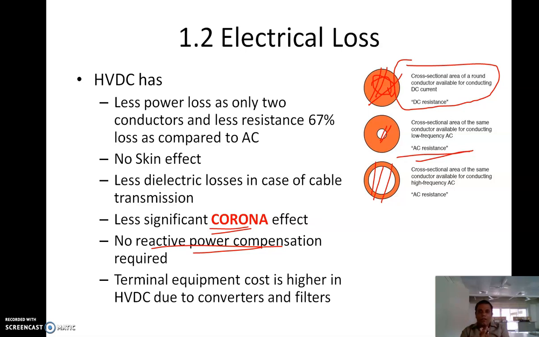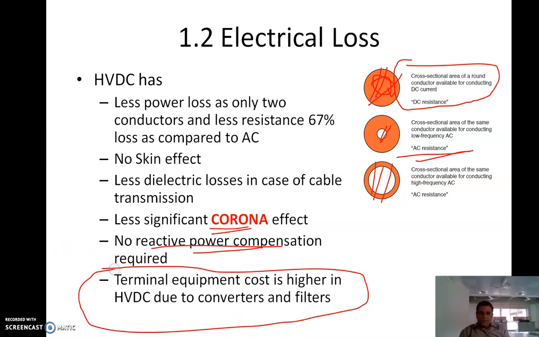However, there is a big negative in terms of HVDC which overpowers all the positives, and that is the terminal equipment cost is higher in HVDC due to converters and filters, right? This is one of the major reasons why HVDC was not so prevalent earlier. The terminal equipment means the converter and the inverter, or the rectifier and the inverter.